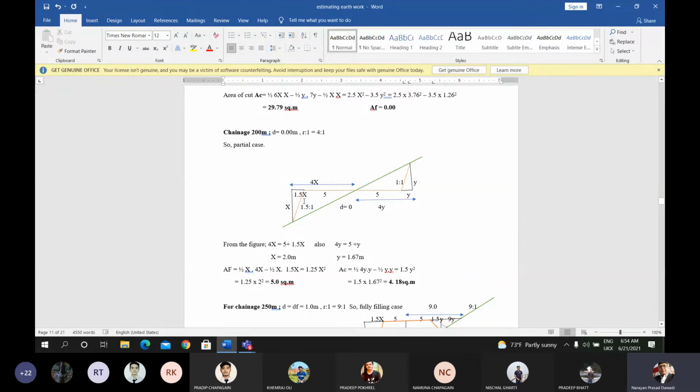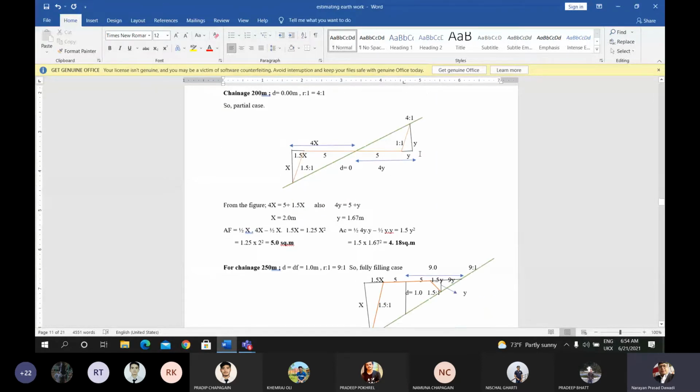This is 1.5 here according to the side slope. According to the side slope, this value is y. For this y, the cross slope is provided as 4 is to 1, so this horizontal distance will be 4y according to this slope. This value is x, the slope is 4 is to 1, so this distance will be 4x.